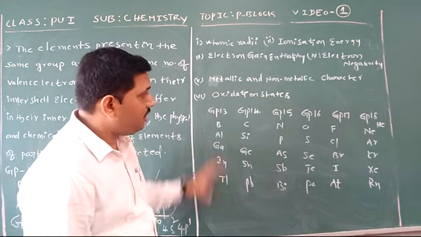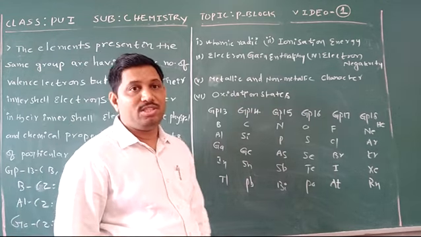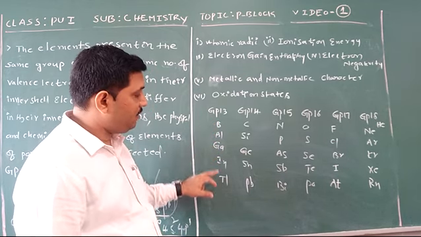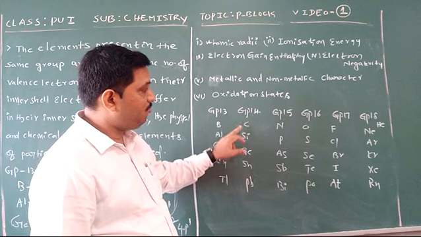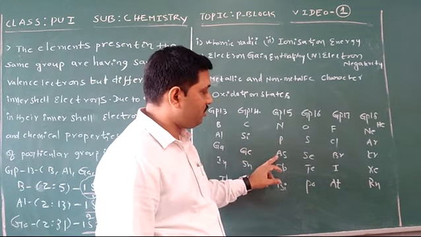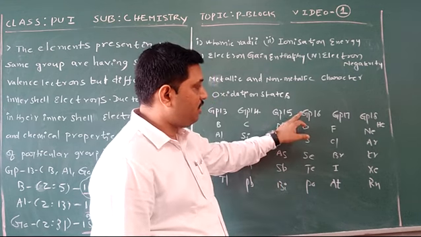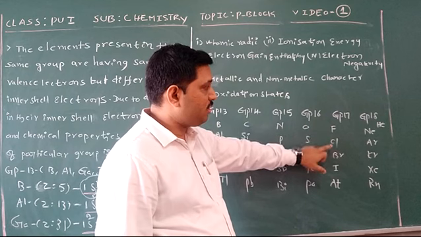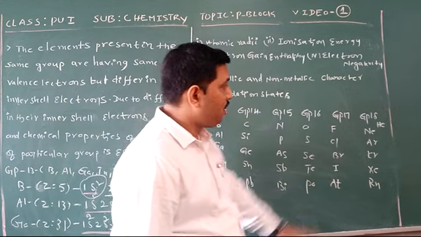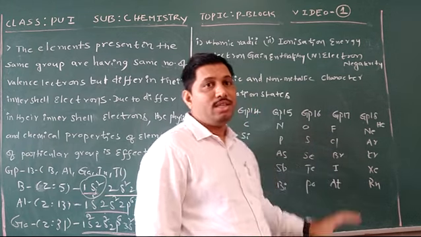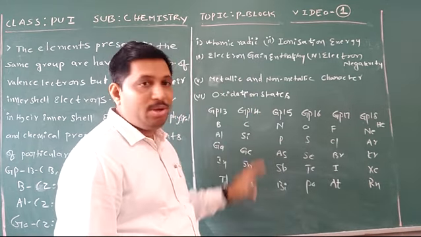The rough diagram of the p block elements is as follows. Group 13: boron, aluminium, gallium, indium, thallium. Group 14: carbon, silicon, germanium, tin, lead. Group 15: nitrogen, phosphorus, arsenic, antimony, bismuth. Group 16: oxygen, sulfur, selenium, tellurium, polonium. Group 17: fluorine, chlorine, bromine, iodine, astatine. Group 18: helium, neon, argon, krypton, xenon, and radon. These elements are present in the p block.